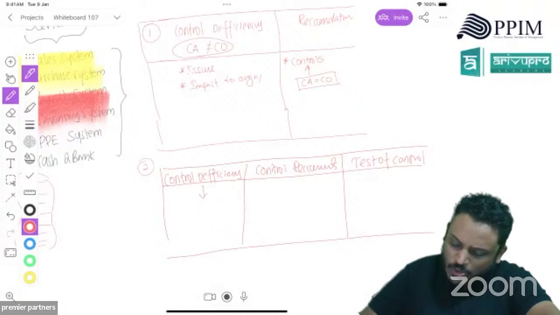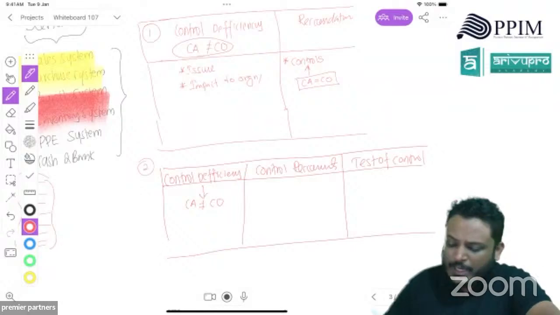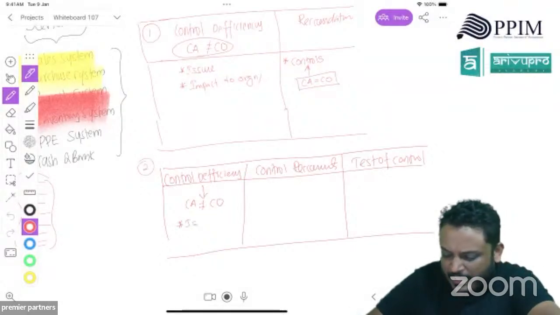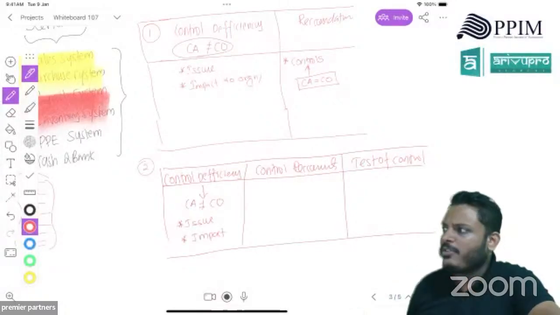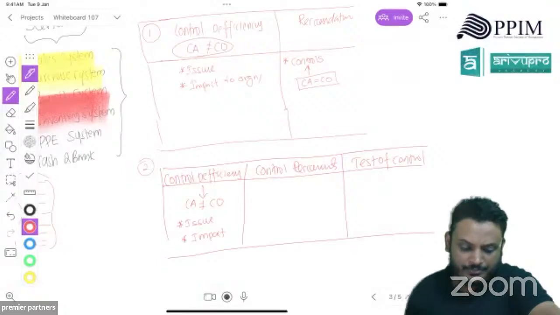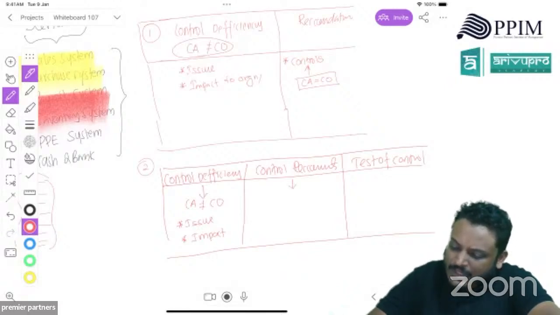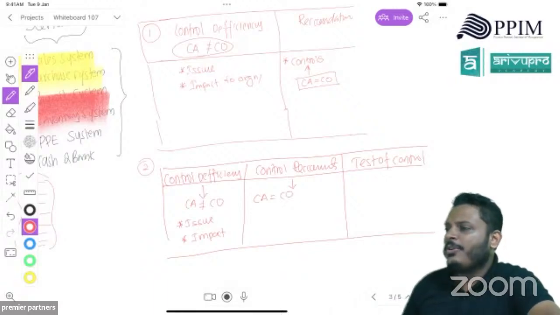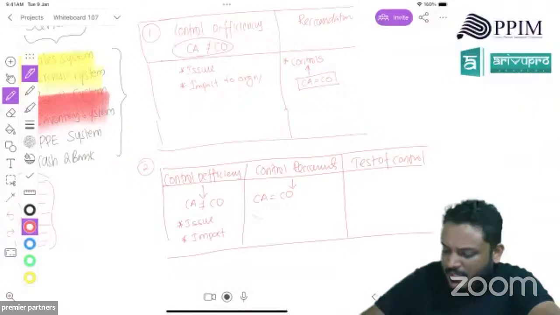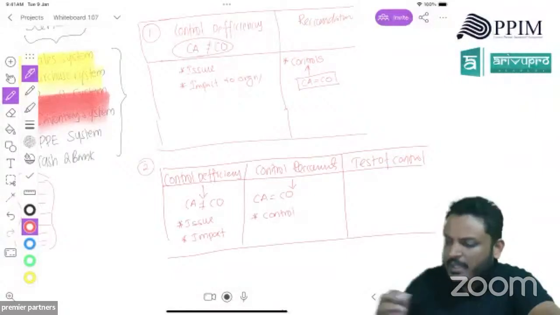Control deficiency, you know how to write, because a control deficiency is where your control activity has not met the control objective. So when you are writing a control deficiency, first take the issue. Second, take the impact. Not the impact to the financial statements, it is the impact to the organization. Control recommendation is what? You are suggesting a control. That control should be such that control activity is equal to control objective.